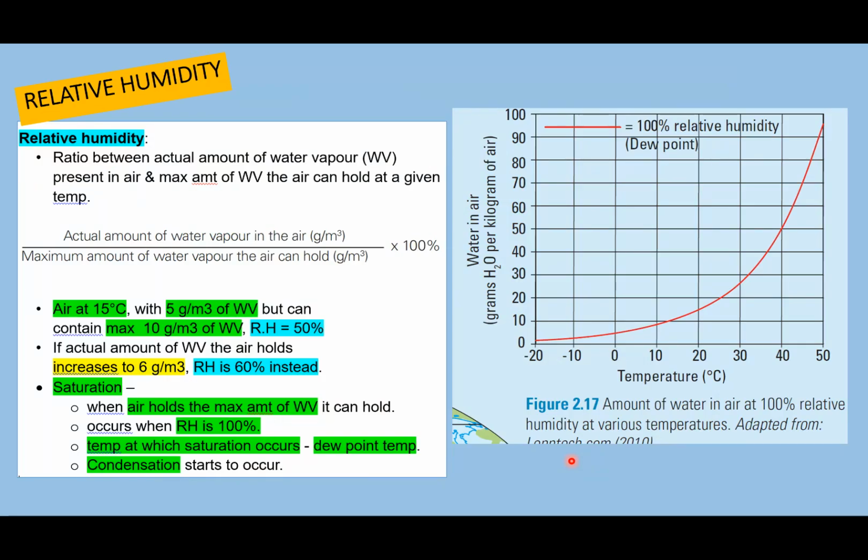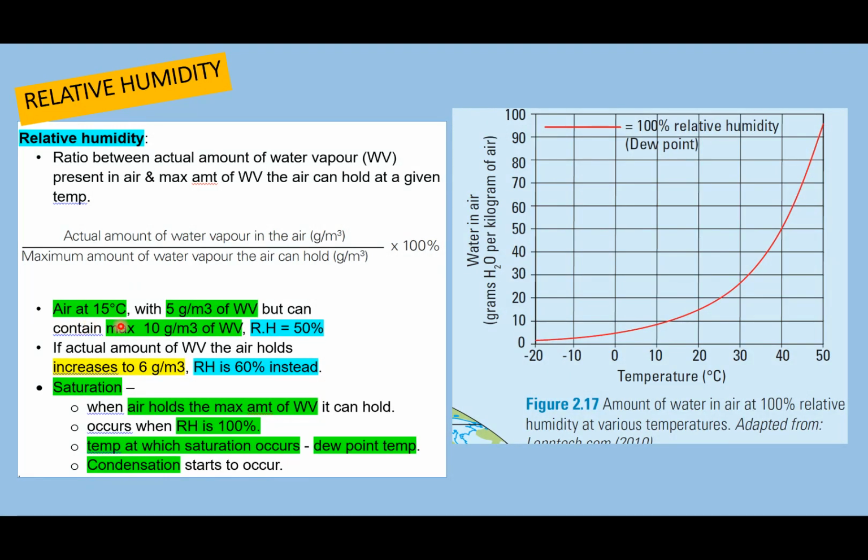Let's go to relative humidity, another element of weather. Relative humidity is the ratio between the actual amount of water vapor in the air over the maximum amount of water vapor the air can hold, times 100%.